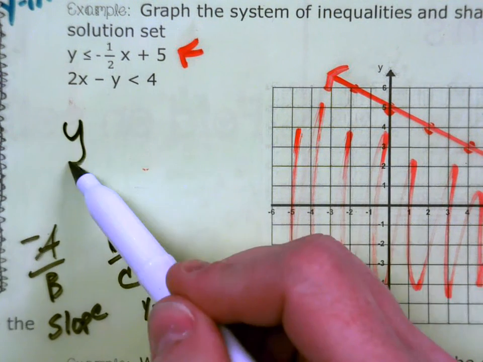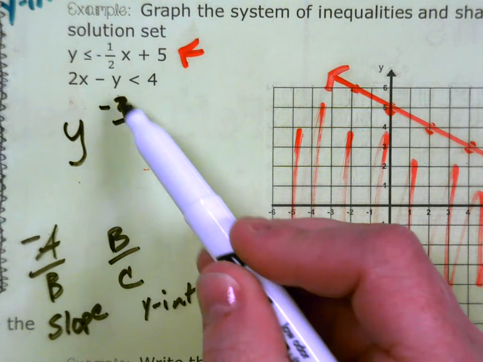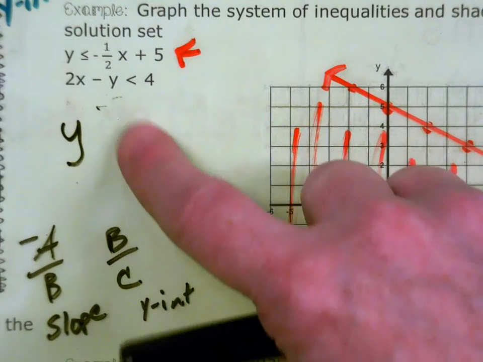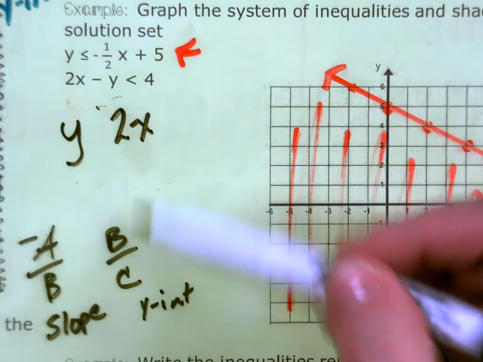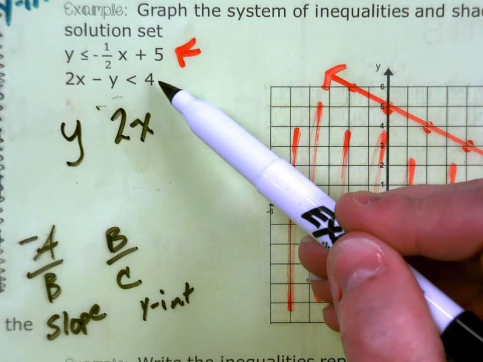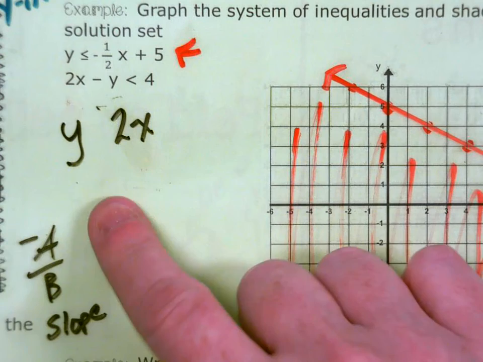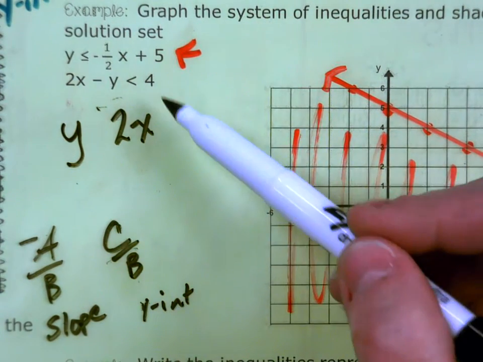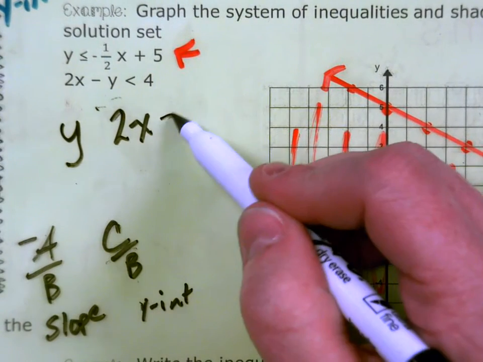So I can write y, and then I can do negative 2 over b, which is negative 1. So negative 2 over negative 1 is actually what? Positive 2. So that would reduce to a positive 2x. Okay, and then b, which is negative 1, over, or sorry, I did that wrong. It's c over b. I knew that was right. So 4 over negative 1 will be negative 4.